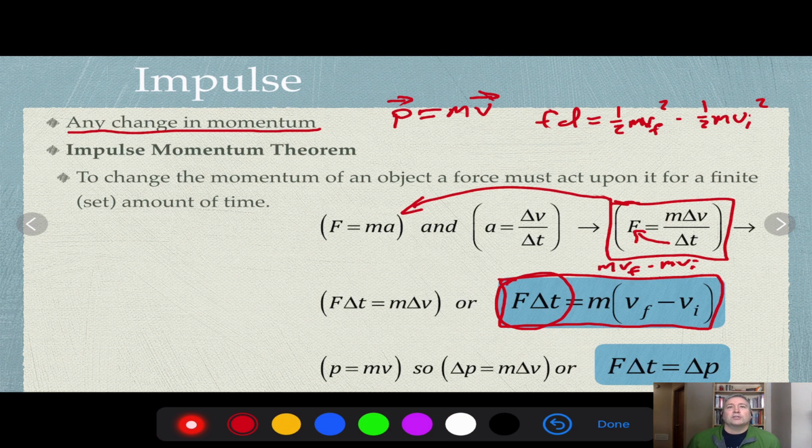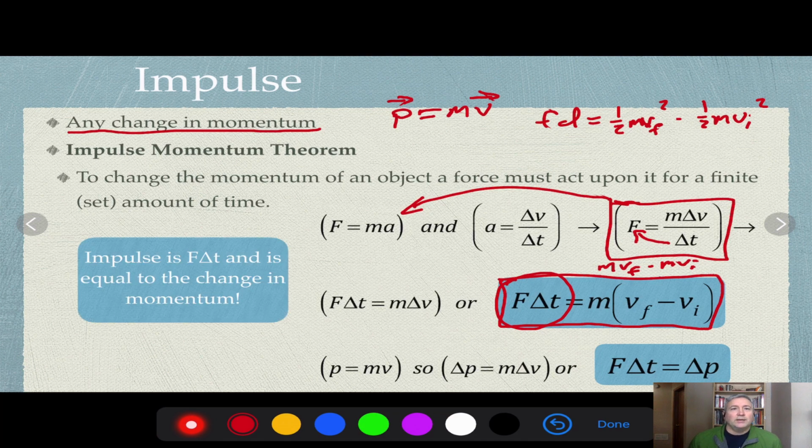A force over a certain time period will change momentum. So impulse is force times time. This is the whole concept behind seatbelts and airbags. If you can increase the time, you can decrease the force.